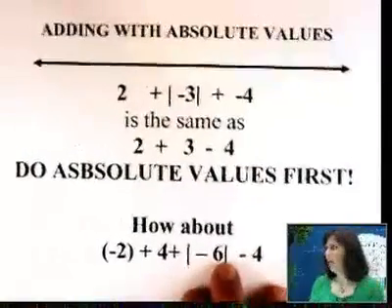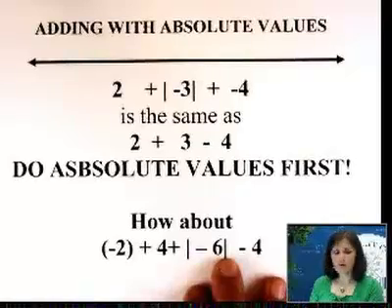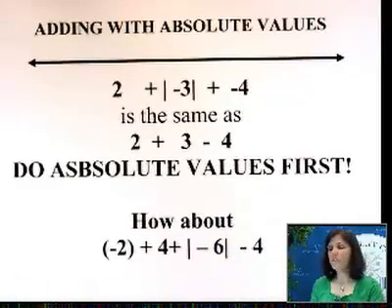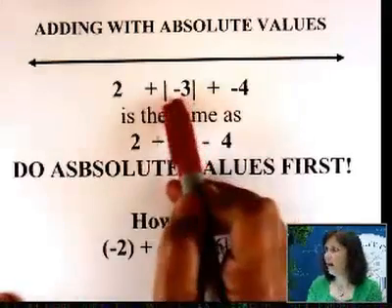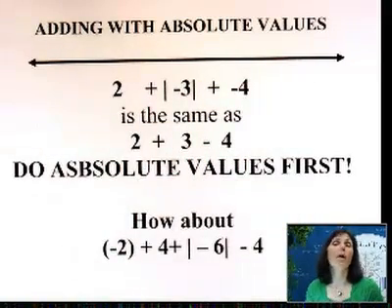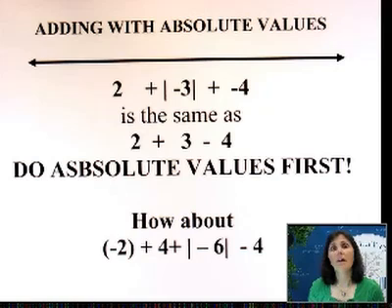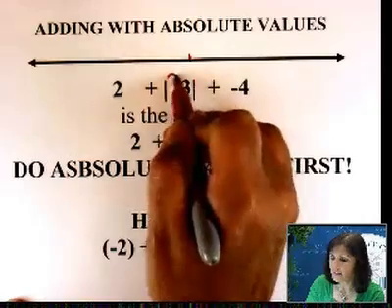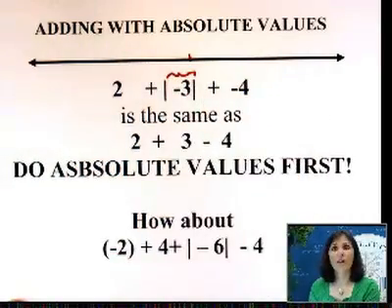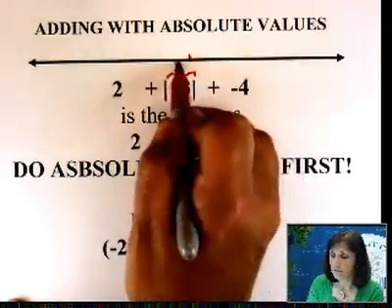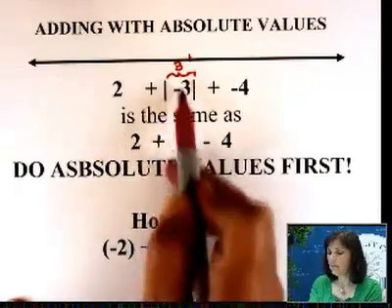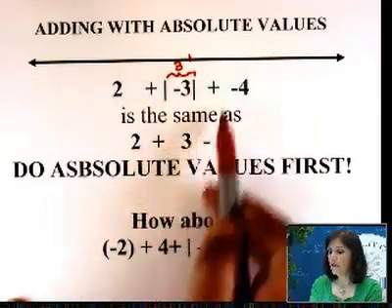Okay. Now, what happens with absolute values? Remember, the meaning of absolute value was distance away from 0. So when I have absolute value of negative 3, that means how far away am I from 0? And it's always a positive number. So what you need to do is establish what this is first. The absolute value of negative 3 is simply 3. So this problem is the same as 2 plus 3 minus 4.